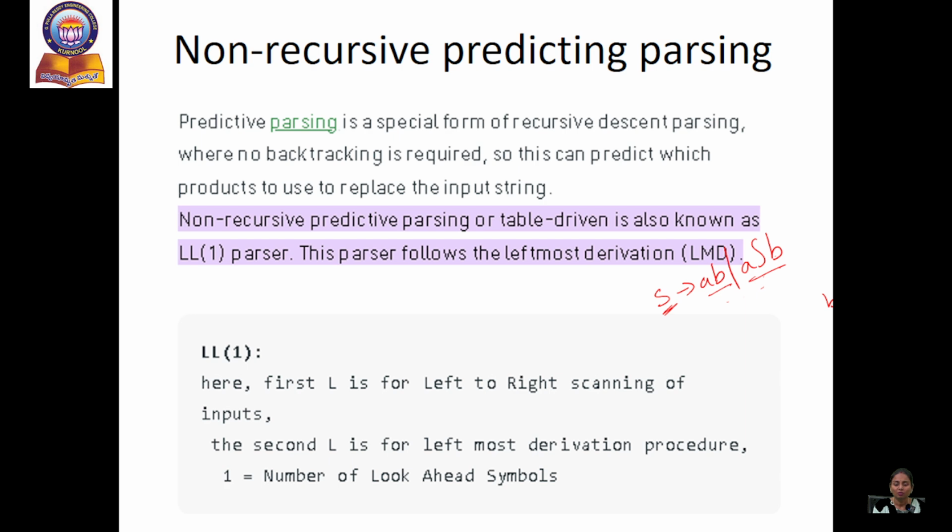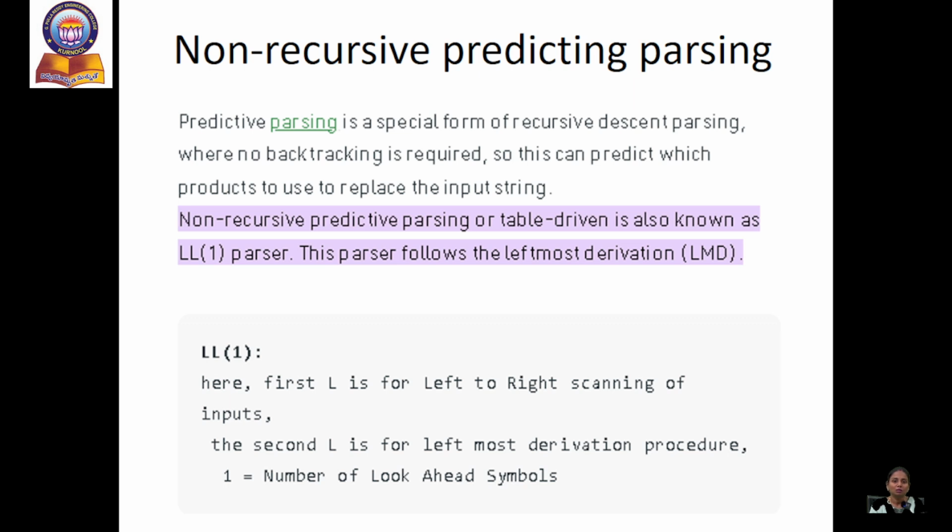So without using backtracking here, it chooses at the first attempt which production can replace the non-terminal, and then we get the desired input string. That is the reason why in this method there is no requirement of backtracking. So here we can call this non-recursive predictive parsing LL1 parsing.